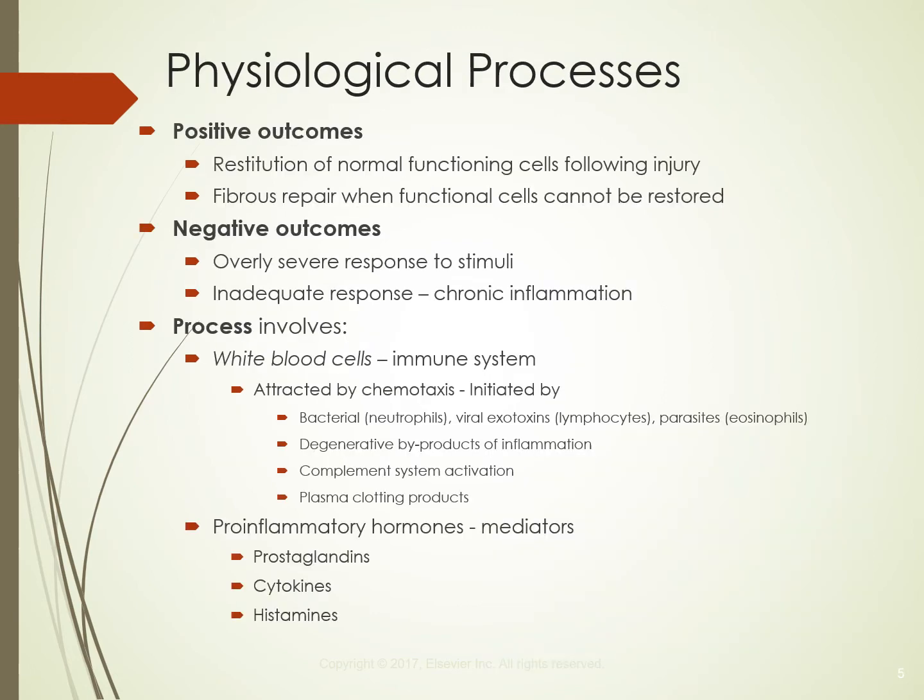Physiological processes can include positive or negative outcomes. Positive is restitution of normal functioning cells following injury, fibrous repair when functional cells cannot be restored. Negative outcomes would be overly severe response to the stimuli, or inadequate response, which causes chronic inflammation.